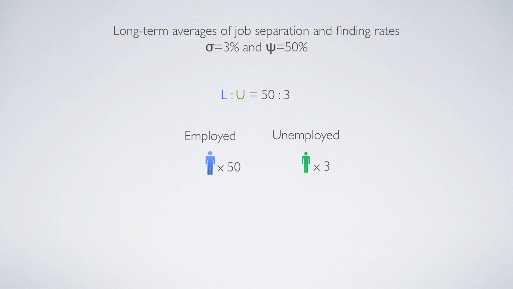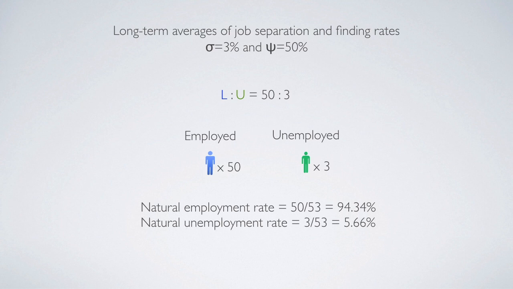Now, if we want to calculate the natural employment rate, it will be simply the total employment, 50, divided by the total labor force, which in this case is 53. So the natural employment rate would be 94.34%. And the natural unemployment rate will be simply the total unemployed workers, 3, over the total labor force, 53. Then we get the natural unemployment rate to be 5.66%.